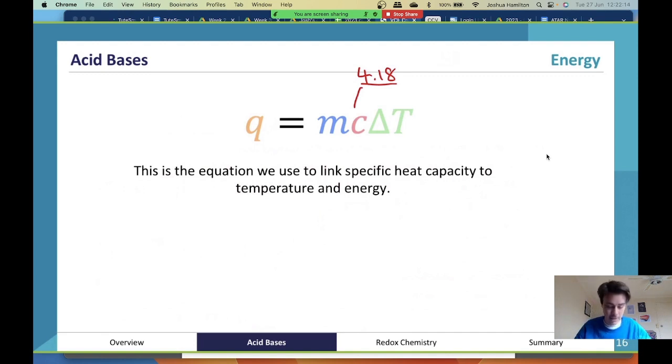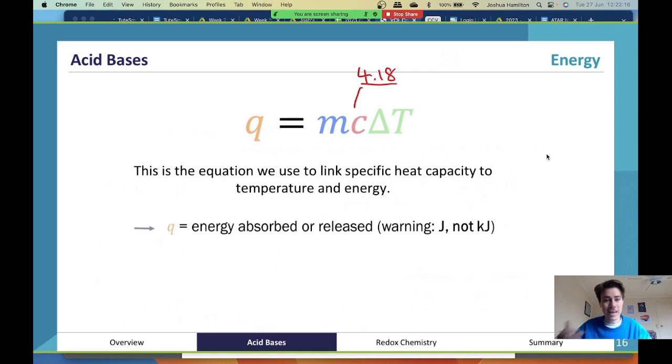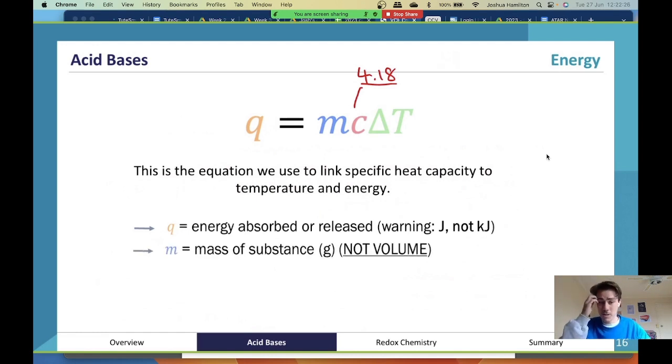As you can see here, Q is the energy absorbed or released. Warning, it's joules, not kilojoules, because we're using 4.18. m is the mass of the substance in grams. Really important, this is not volume. A lot of the time, they'll say you have 5 liters of water. That's wrong. You cannot put 5 liters in there.